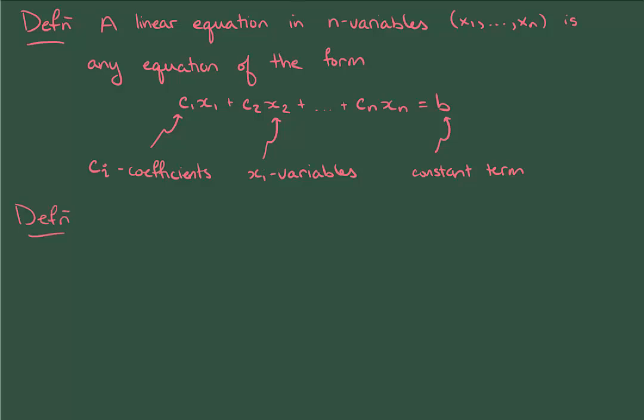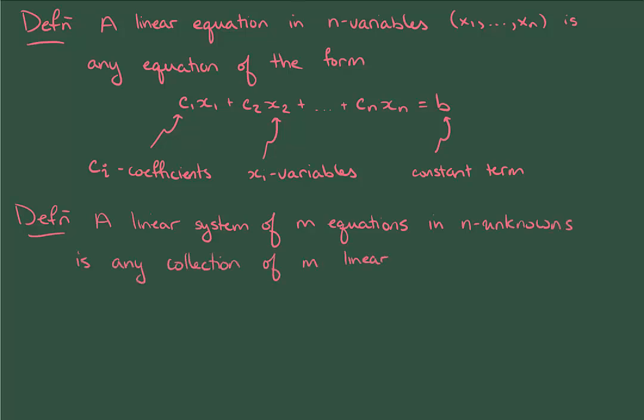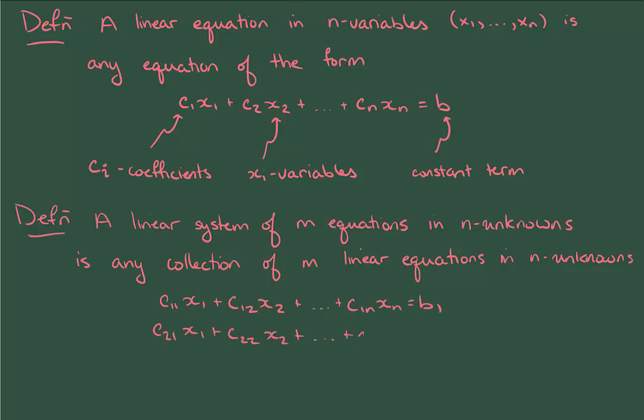Alright, now that's just one equation. A linear system of equations, of m equations rather, in n unknowns, consists of, well, any collection of m of these types of equations. Now, this is going to take a bit to write out, just by virtue of how many equations need to be included. But you might notice that the coefficients now have two subscripts, which I'll explain in a second.